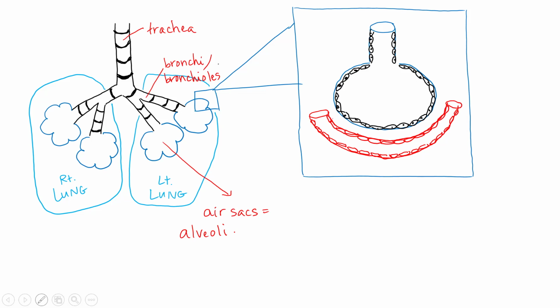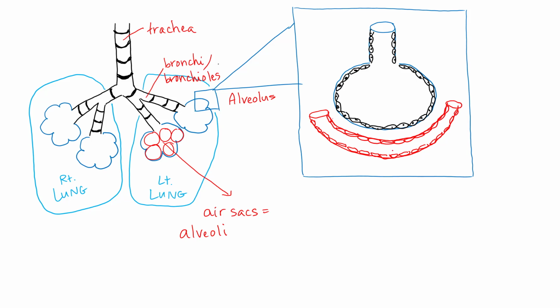So here I've zoomed in on an alveolus, the singular of alveoli. If we take a closer look at this little air sac, these are very, very fragile. They look like little collections of grapes. There would be a bunch of these in here, and they are actually only 1 cell thick, so they're very, very fragile.